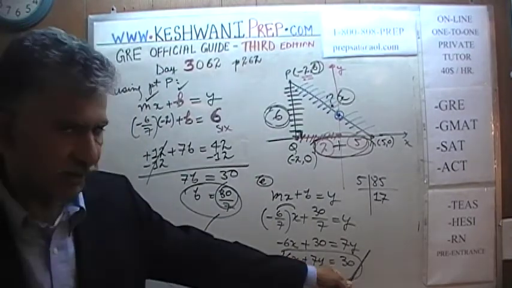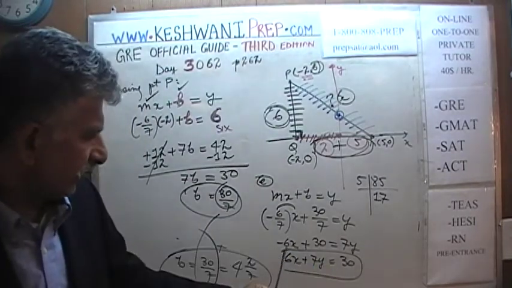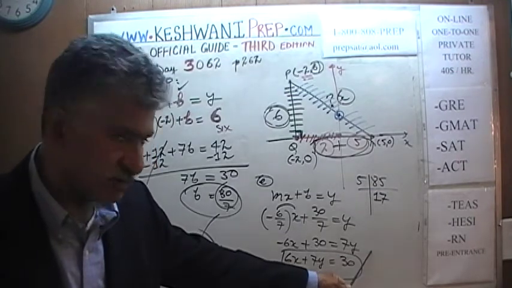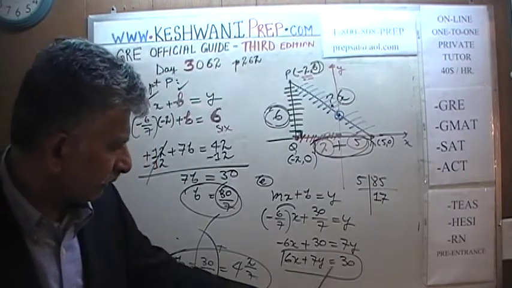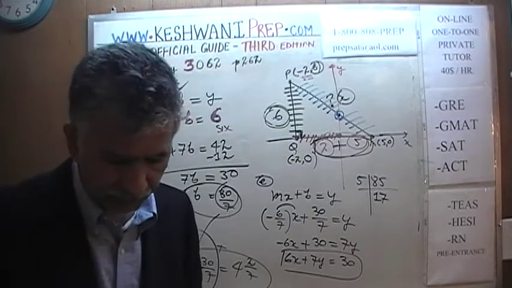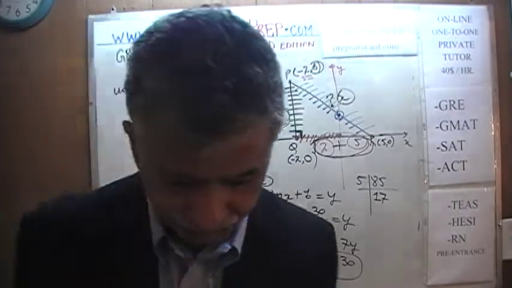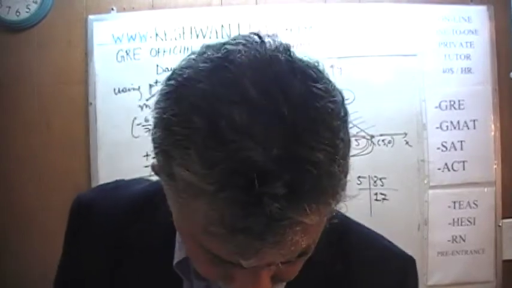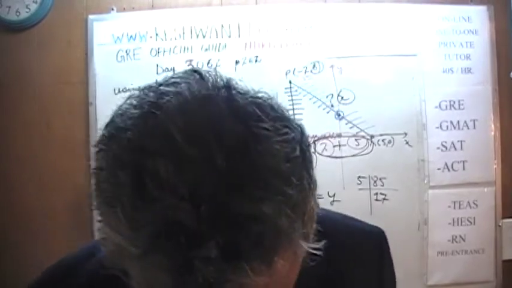Bring the 6x to that side by adding 6x to both sides. If you add 6x to both sides, we're going to end up with 30 equals 7y plus 6x, which is the same as saying 6x plus 7y equals 30. This is more of a standard form. There's the equation. That was the end of number 17. Let's see what they're looking for in number 18, shall we?